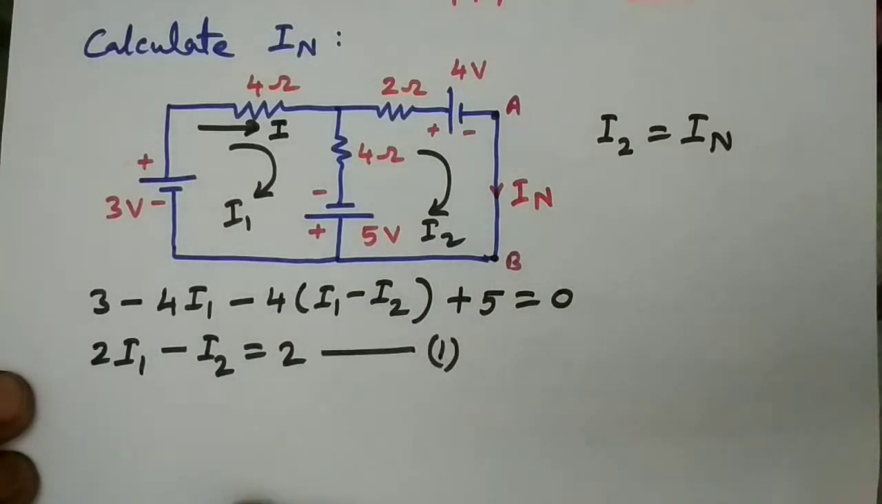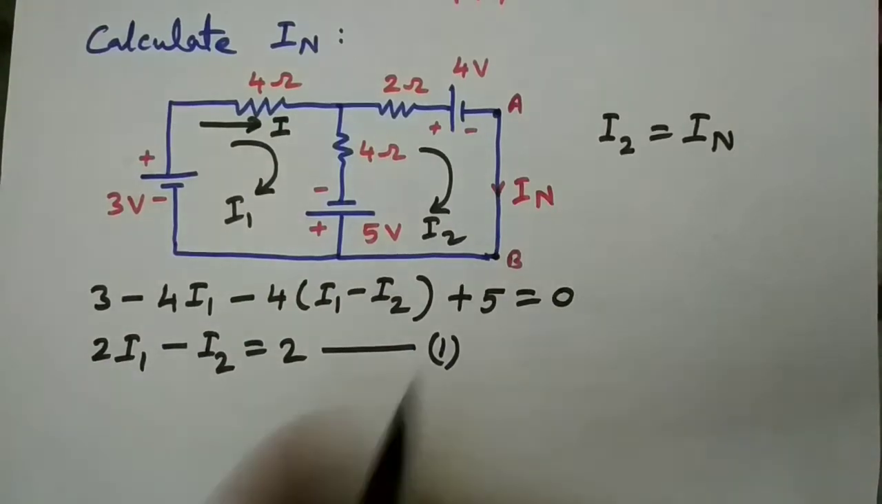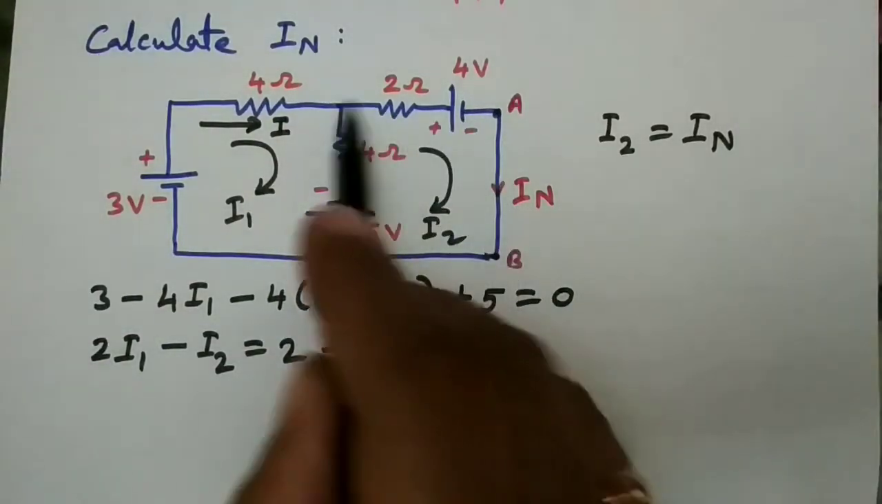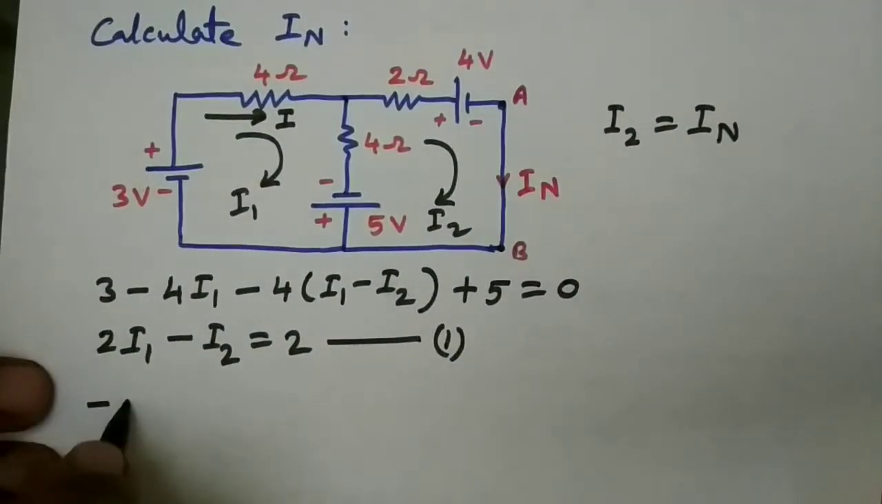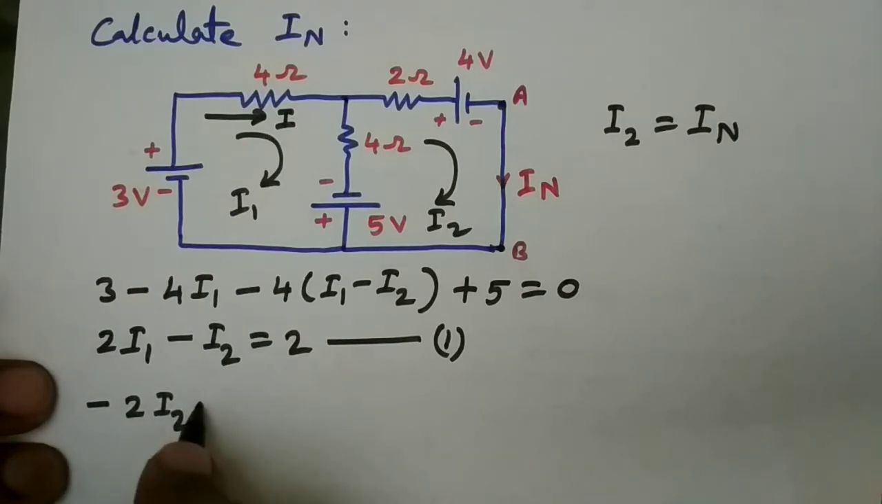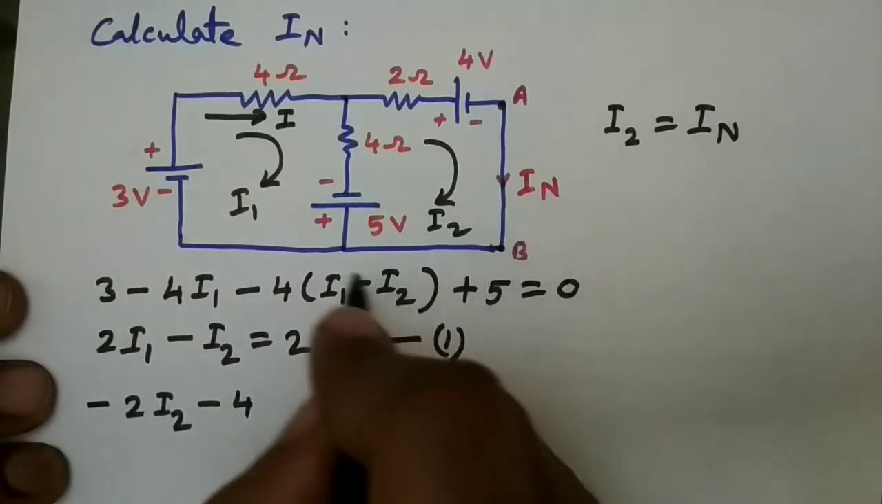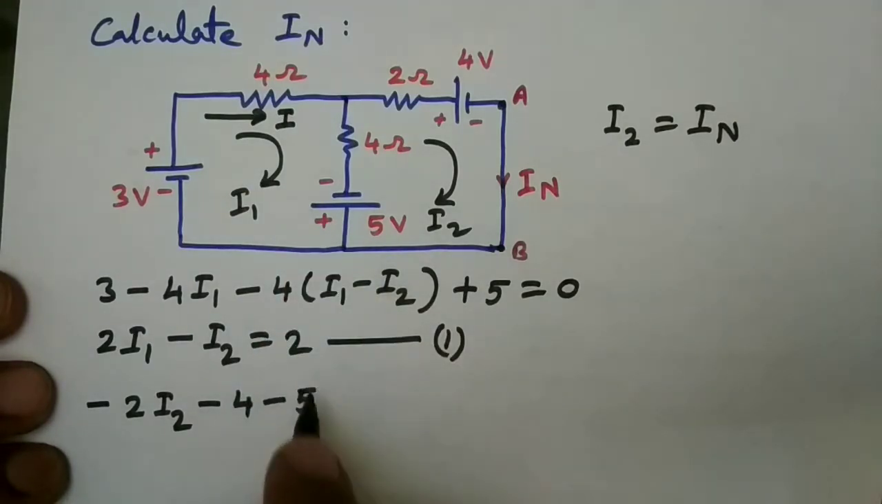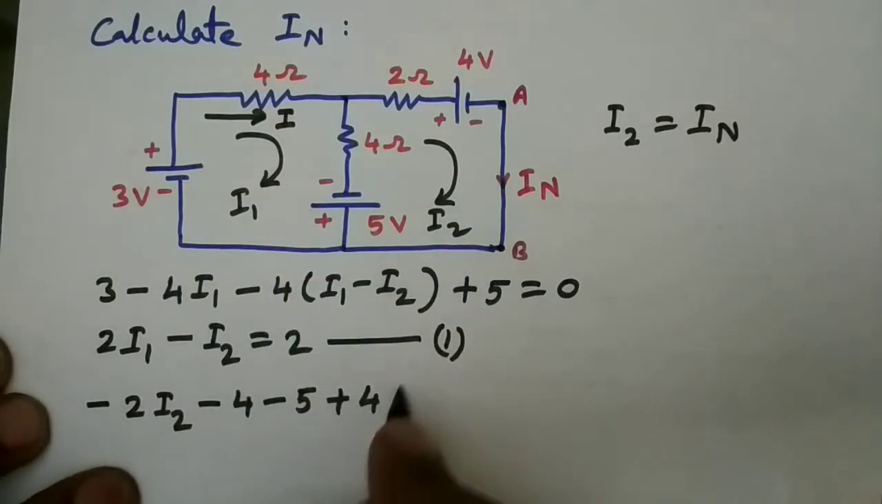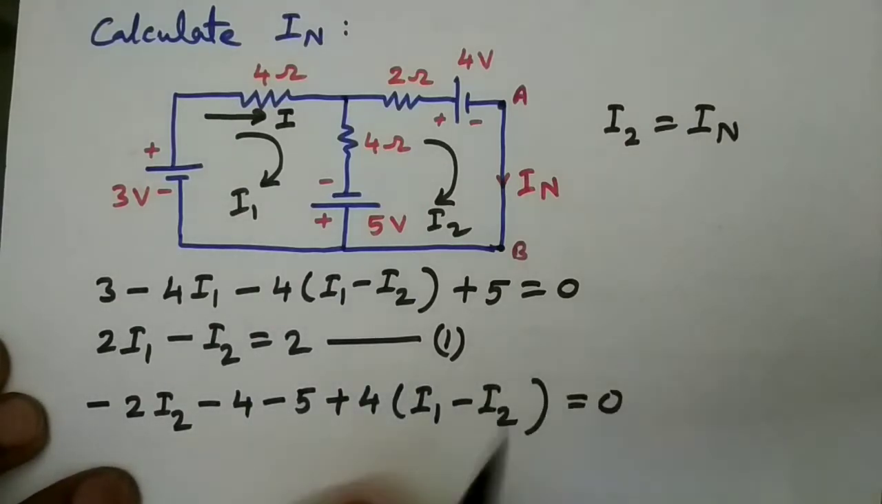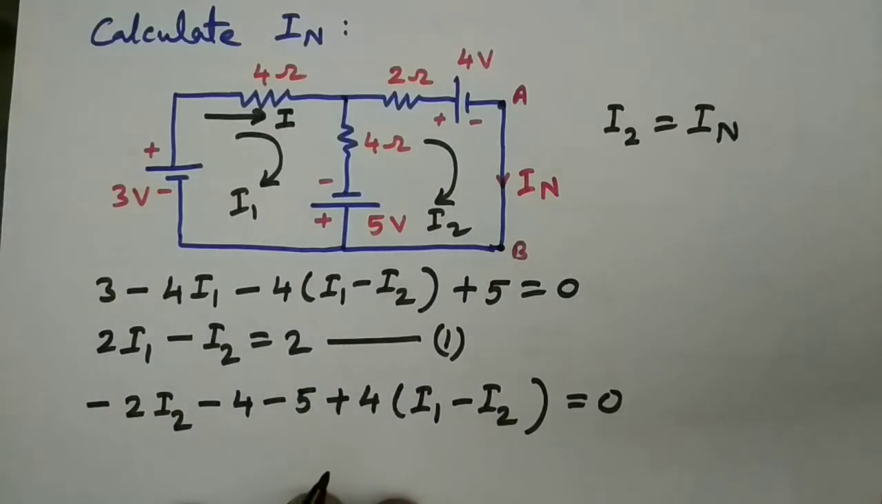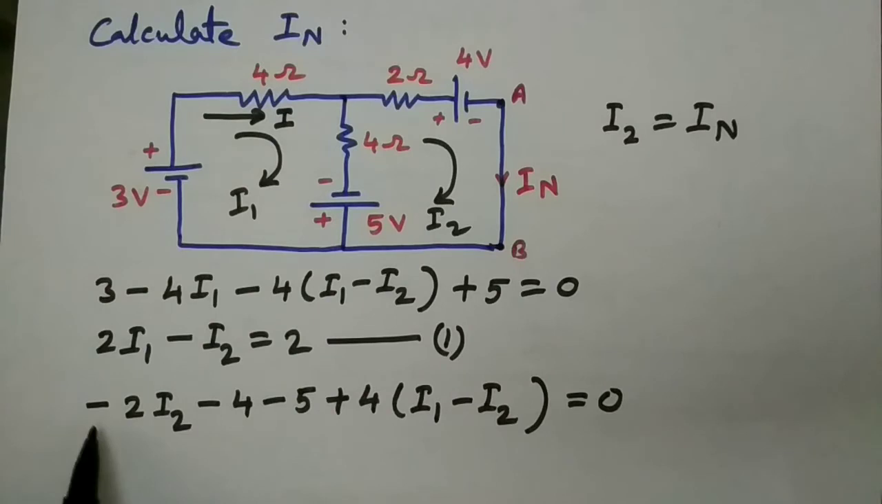Equation number 1. Now in the second mesh, if we apply the KVL starting from this point, here it will be minus 2I2 minus 4, then minus 5, then plus 4 into (I1 minus I2). Again, see the sign, why I have taken negative and positive. So you can consider the values.